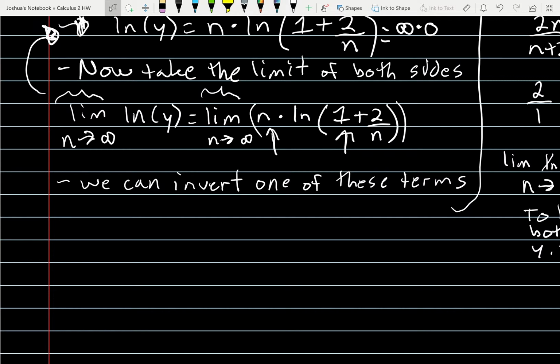Now, what we can do that's really cool here is, we have two terms here. We can take those terms and invert one of them, rather. So I could either do 1 over n, or I could do the natural log of 1 plus 2 over n. What I decided to do was invert n. So what we're going to end up with is the natural log of 1 plus 2 over n all over 1 over n. And let me show you what that looks like.